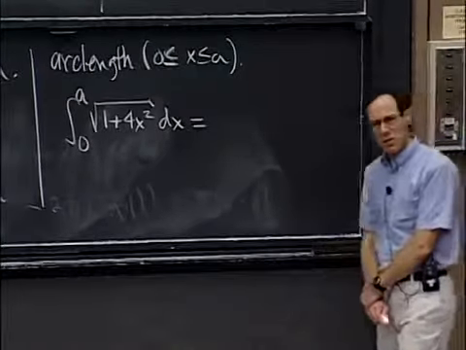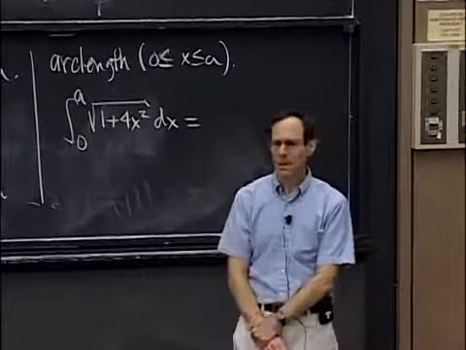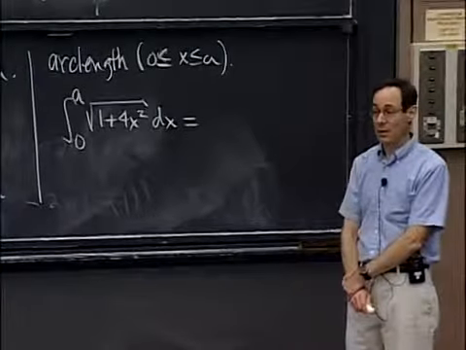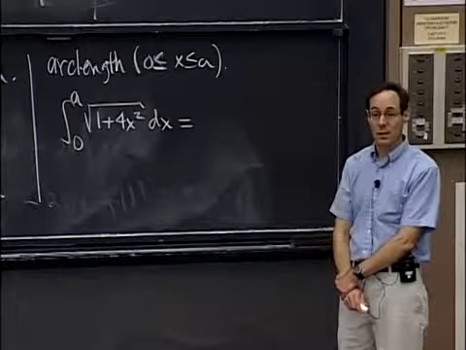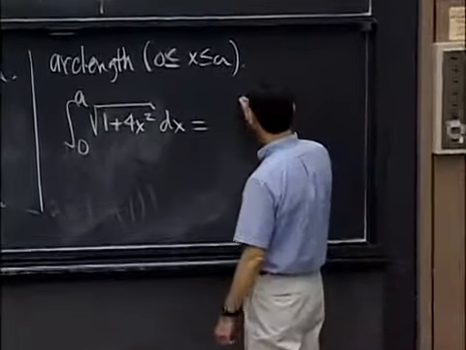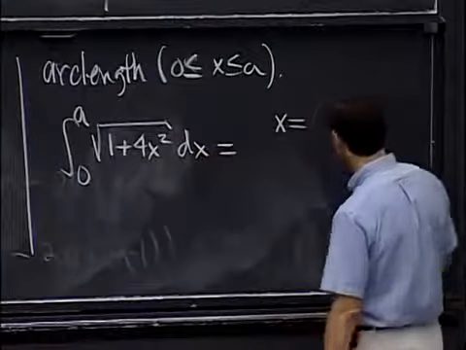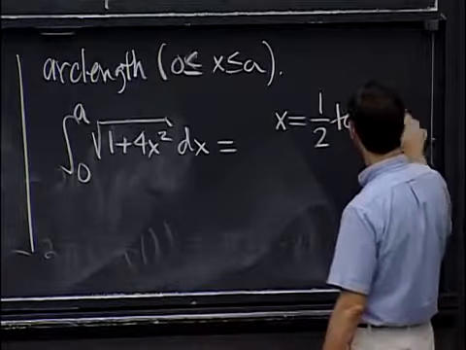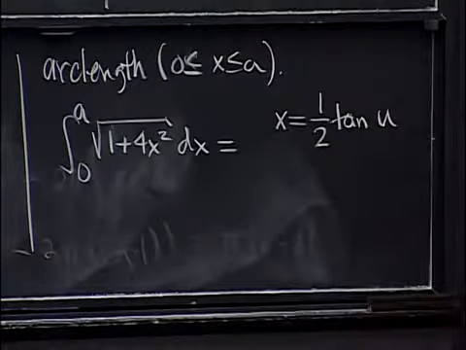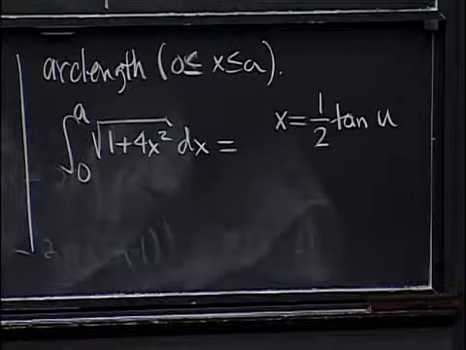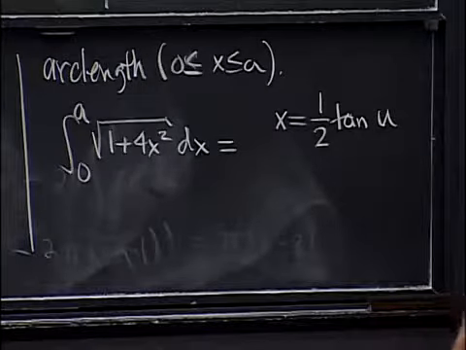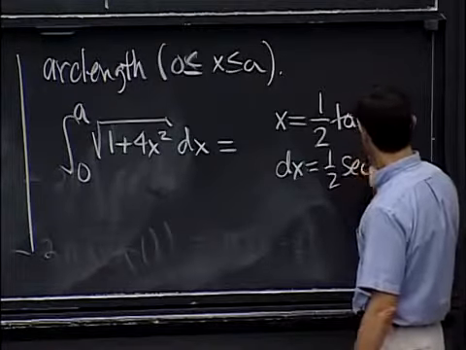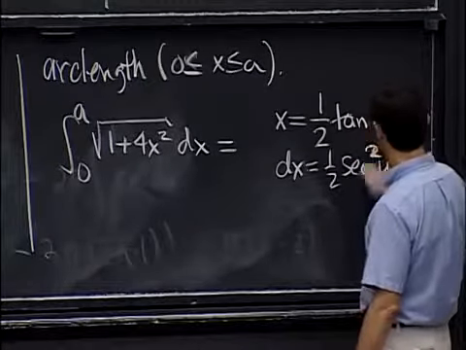The first step is what? A substitution. It's a trig substitution. And what is it? So x equals something tan theta. I claim that it's a half tan, and I'm going to call it u because I'm going to use theta for something else in a couple days. Okay? So this is the substitution. And then, of course, dx is equal to a half secant squared u du, etc.